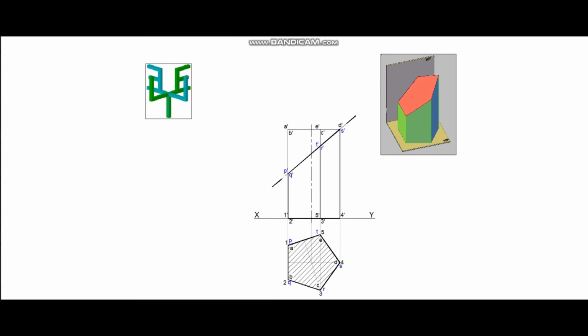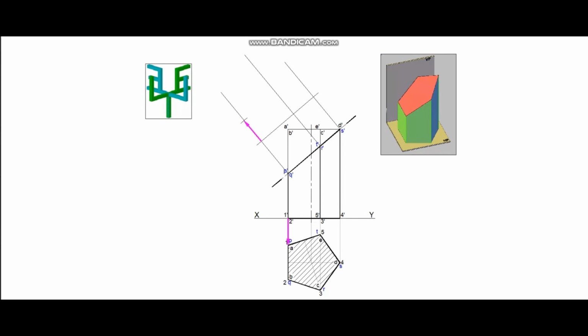Now, to draw the true shape of the section, project all the points of elevation perpendicular to the cutting plane line. Draw a reference line parallel to the cutting plane line. In the plan, measure the distance of point P from the XY line. Mark it on the line projected from P-.